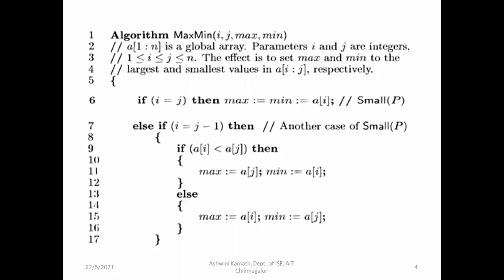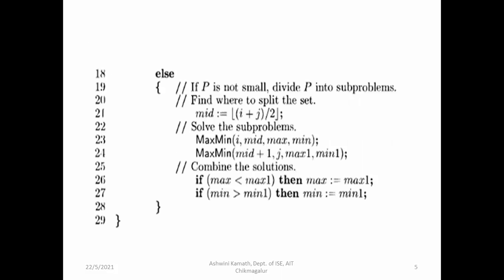Else, that is when the number of elements is greater than 2. If P is not small, divide P into subproblems. Find where to split the set. We have to split the set, so we have n elements and we divide it. Find the mid element here: mid is equal to (i plus j) divided by 2.